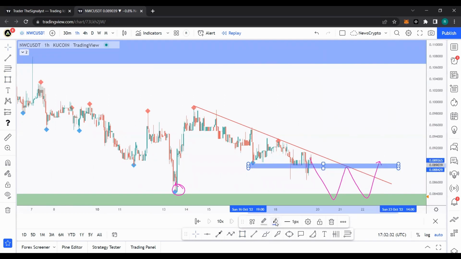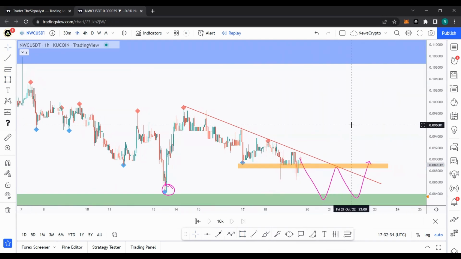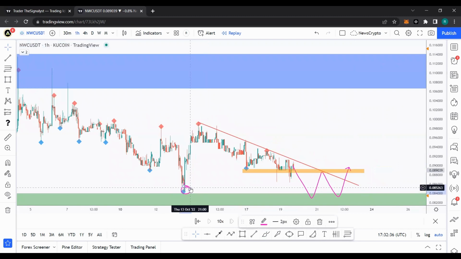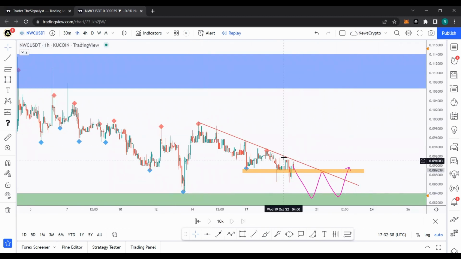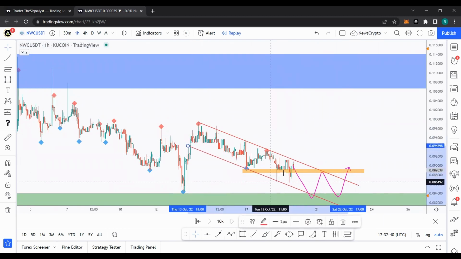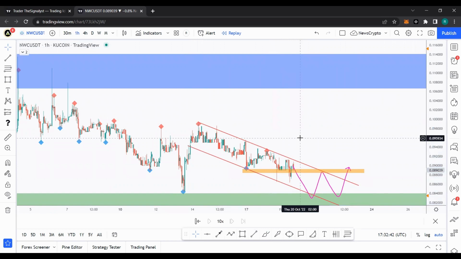Let me draw it right here. Let's go for orange, and that's it. This is from a short-term perspective, and of course, I can even make an offset for it, and that's it. This is how you treat your trend lines as a trigger.